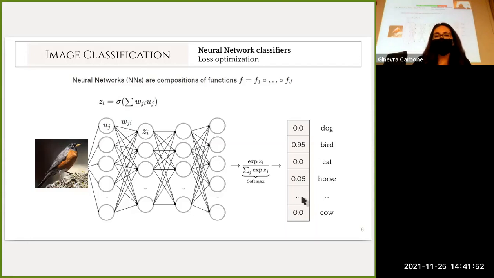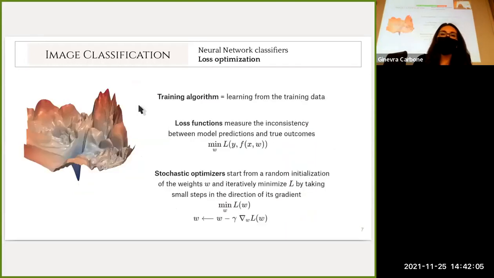Okay, so the question now is, supposing that we have this fixed data set of couples X and Y, how do we learn, in fact, this matrix of parameters W? So we perform loss optimization. Now, learning in general, learning through a training algorithm means taking into account the training data and learning the best fit of F. So we are doing this by means of loss functions.